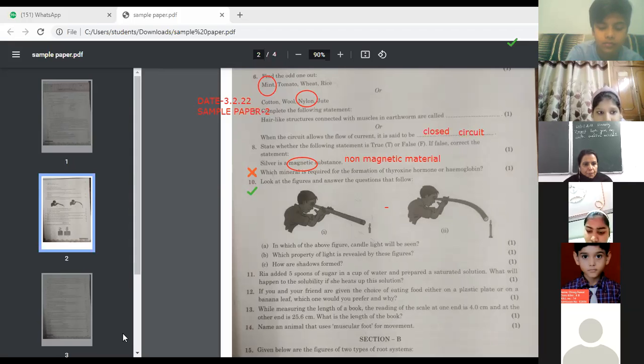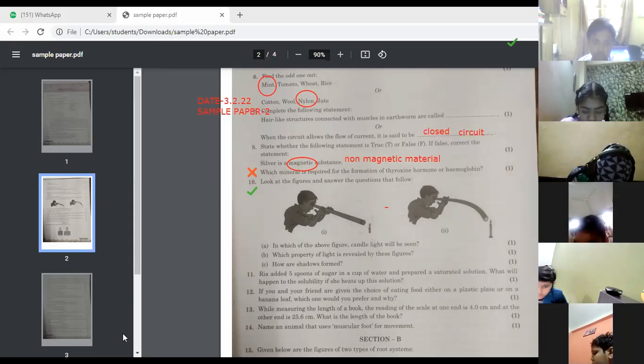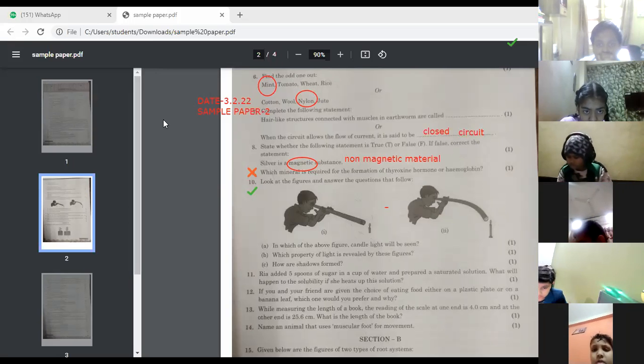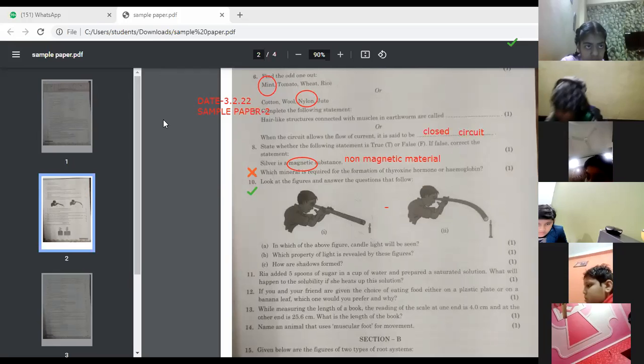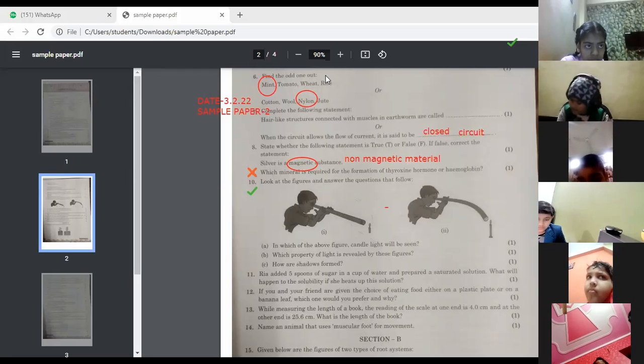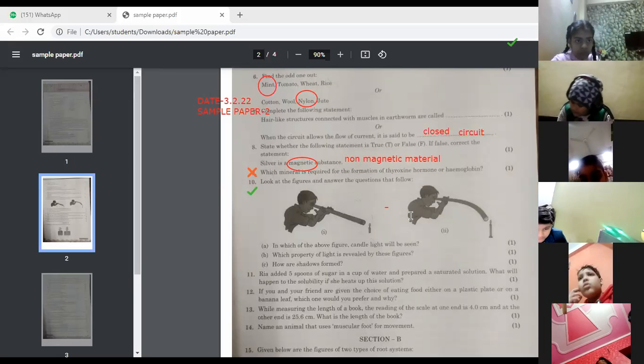Ma'am, first figure. Property of light, beta. You have been asked about the property of light. What is the name given to the property of light? Ma'am, light always travels in a straight line. Light always travels in a straight line, but what is that property known as? What's the name of that property?